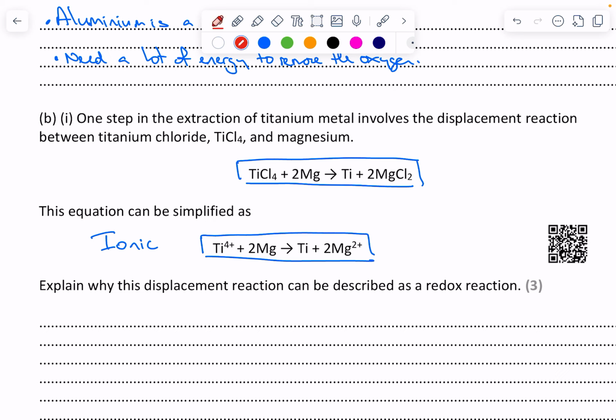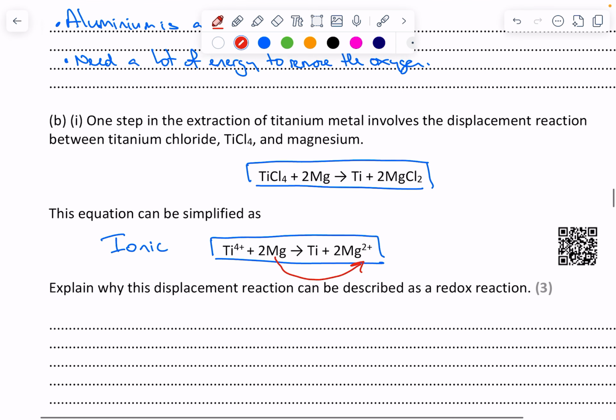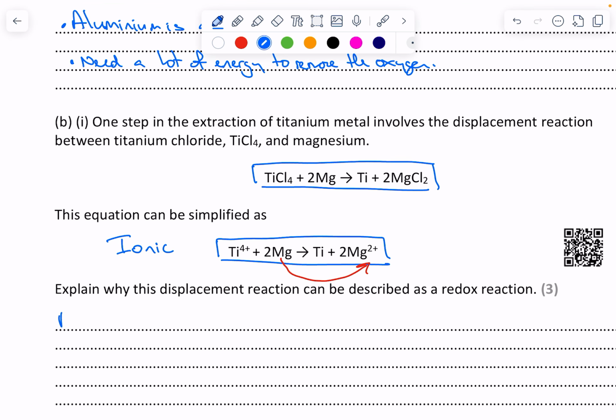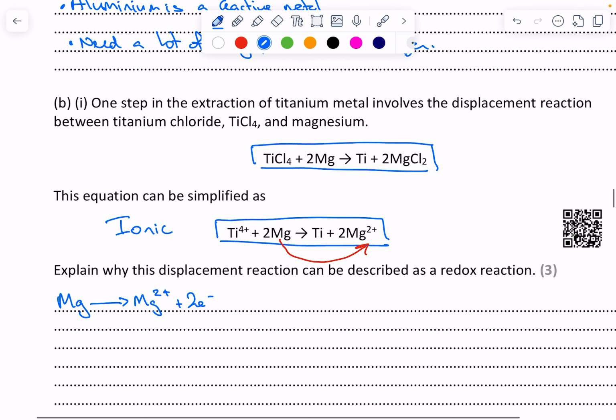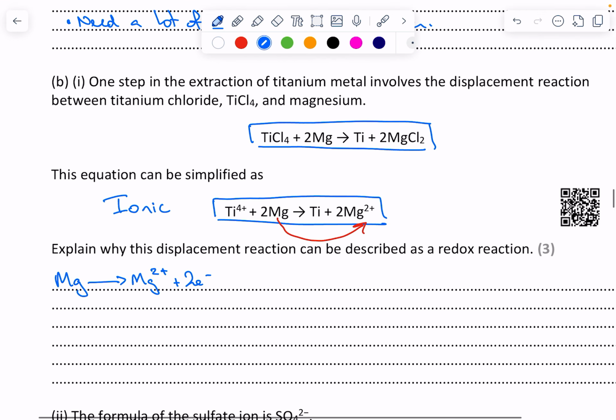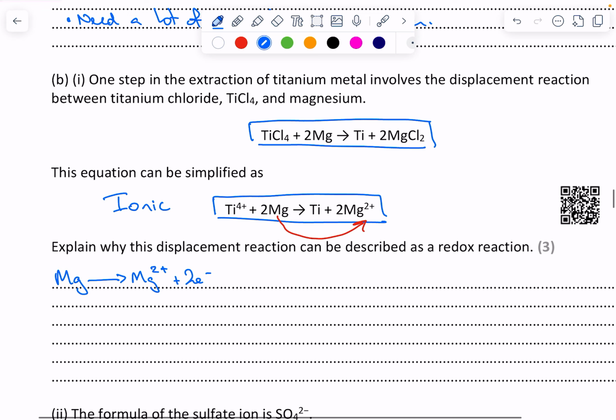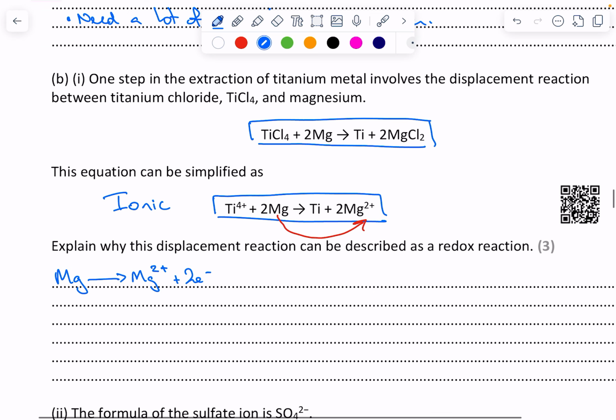So if we have a look at this, first of all, let's pick up on the magnesium. So the magnesium has actually formed a 2+ ion. How does magnesium become a 2+ ion? Let's have a look over here. So for magnesium to form a 2+ ion, it must lose 2 electrons. If it's going to lose 2 electrons, that is an example.